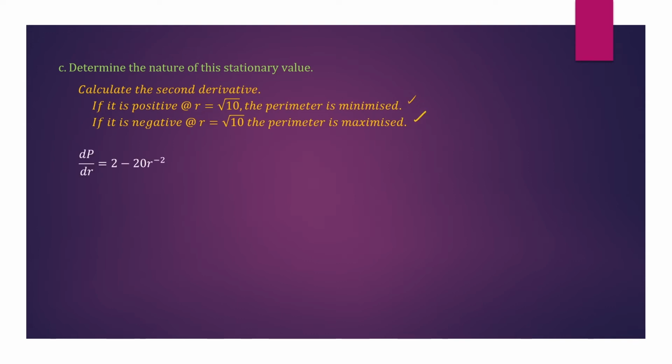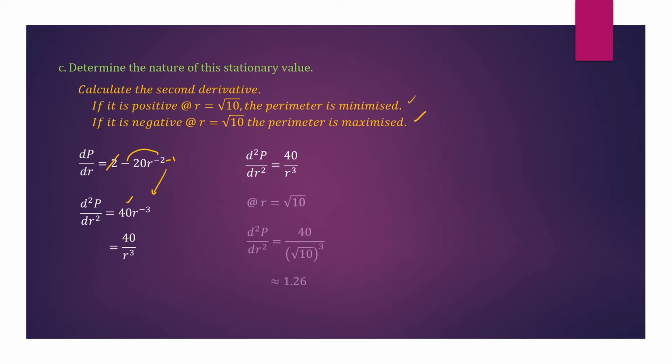So our derivative from part B is 2 minus 20 times r to the power -2. And when we take our second derivative, our constant value 2 will disappear, and the -2 will come down and multiply -20 to give 40, and then we subtract one from the power to give -3. And we can write that as 40 divided by r cubed. That's our second derivative.